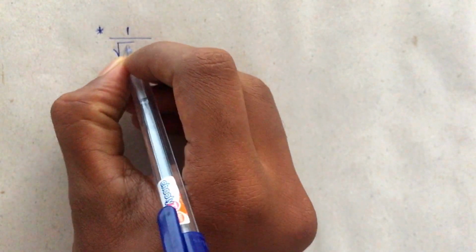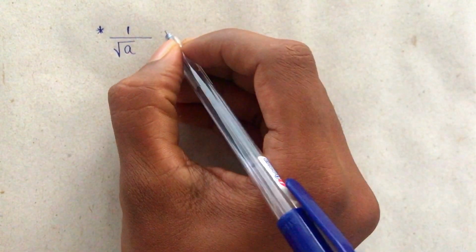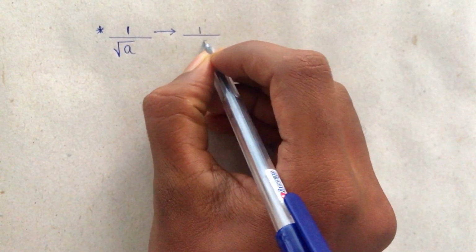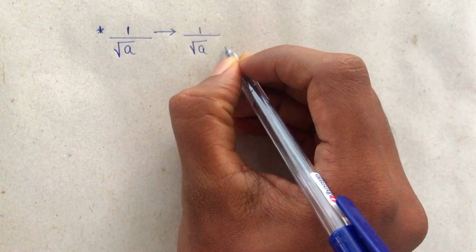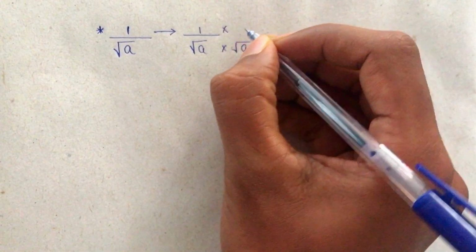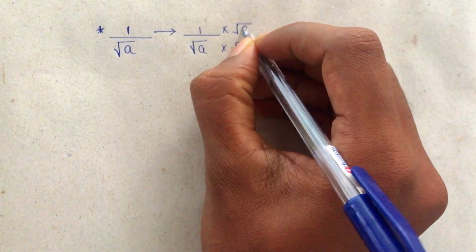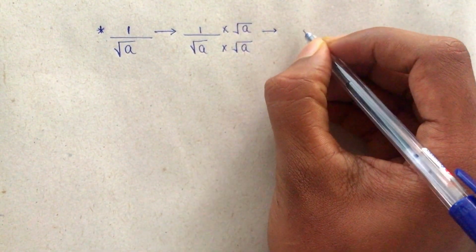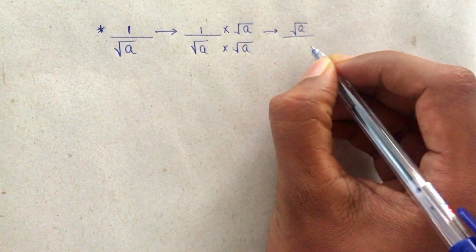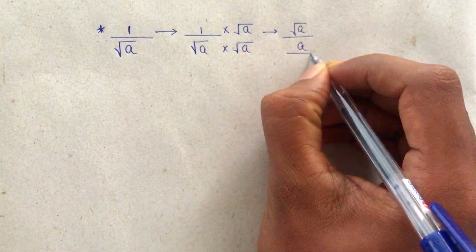If the fraction is 1 over square root a, we can rationalize it by multiplying square root a in both the numerator and denominator. Then we get square root a over a. Then this denominator is rationalized.